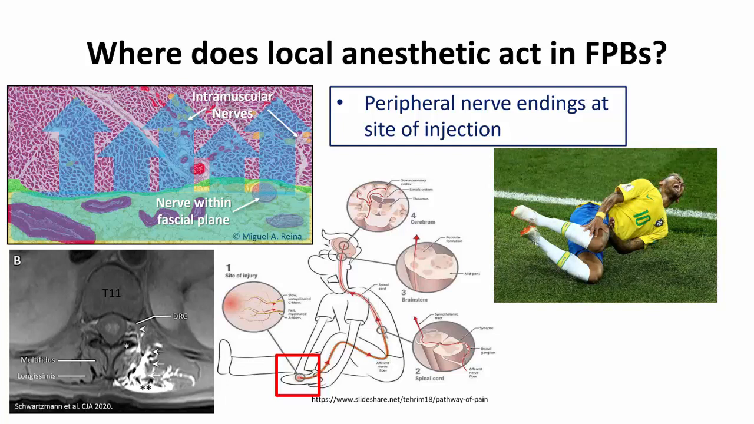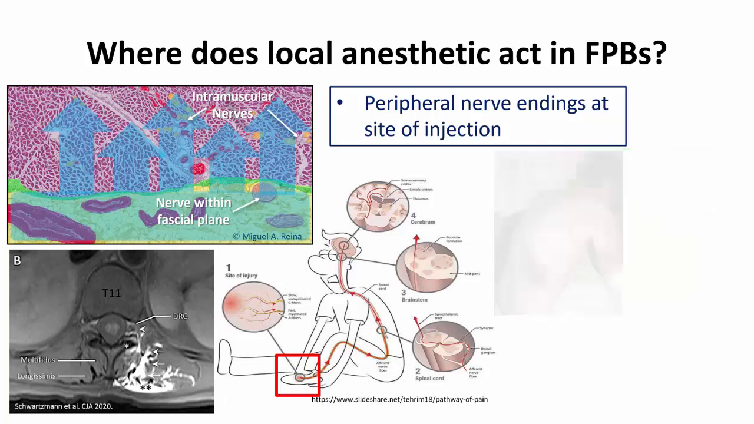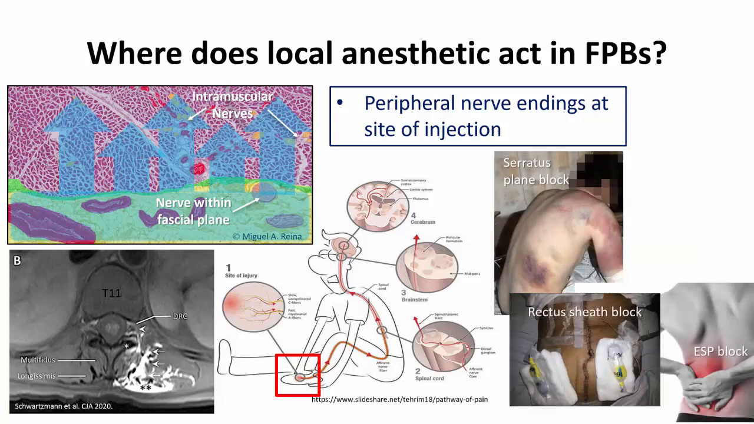Examples from clinical practice include scenarios where there is pathology in the vicinity of the fascial plane block injection. So for example, rib fractures where we can do a serratus anterior plane block, rectus sheath block for midline incisions, or the ESP block for musculofascial back pain.